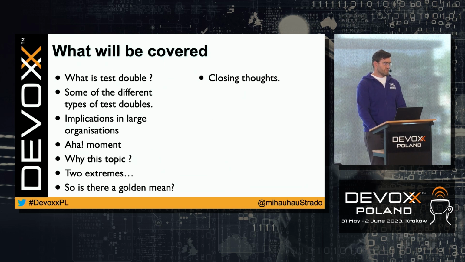So what will be covered here if we're not going to be talking about Dell and their products? First of all, we're going to try to define what a test double is, and that's going to be a very basic definition. I'm not going to focus too much on it. Then, what are the main types of test doubles? Then I'm going to describe a real-life situation, loosely based on a real project. That's going to help explain the implications of implementing test double techniques in large organizations.